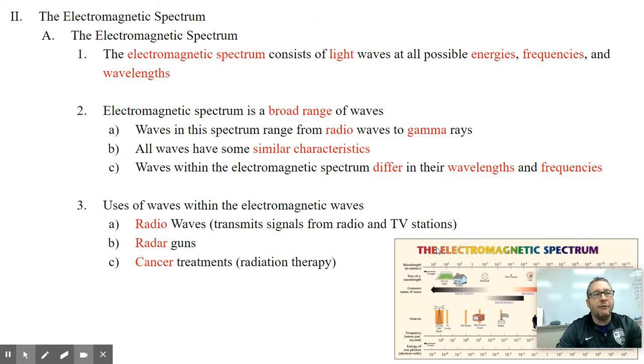Anyway, it's a broad range of waves. They range from radio waves all the way to gamma rays, the kind of rays that made the Incredible Hulk. But they all have very similar characteristics, or at least some similar characteristics. They do differ in their wavelengths and frequencies. Radio waves, these are what are going to transmit signals from radio and TV stations. You have radar guns, cancer treatments. You can use radiation therapy. So all sorts of different types of waves that are on this spectrum are used in a variety of uses. And we're going to talk about those uses.